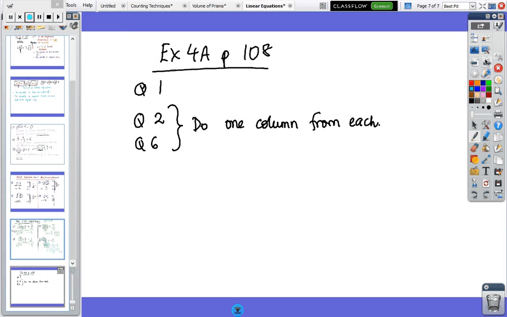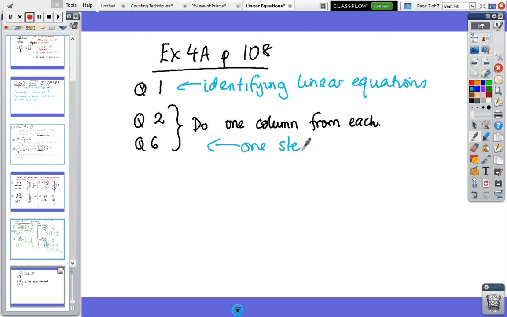There's exercise 4A on page 108. Question 1 is just identifying linear equations. They either are or they aren't, and these ones are all just one-step equations. In the next video, I'll fill in more examples to do with questions 3 to 5 and then the later questions. So if you can just do that to start with, that'd be great.